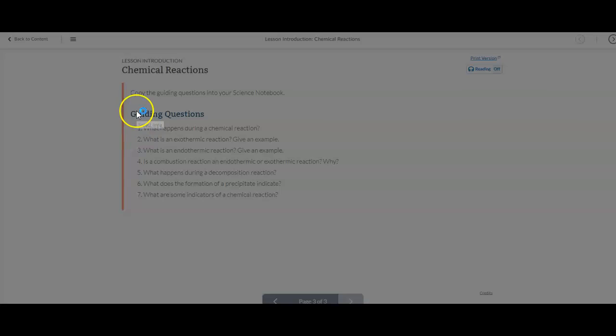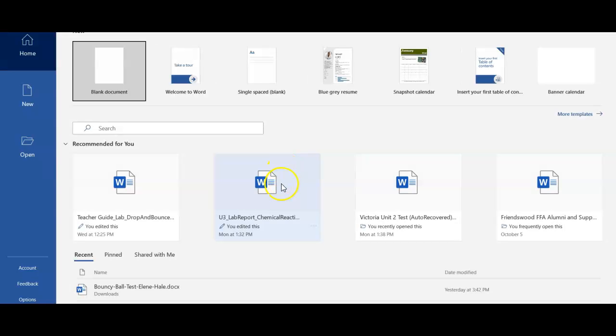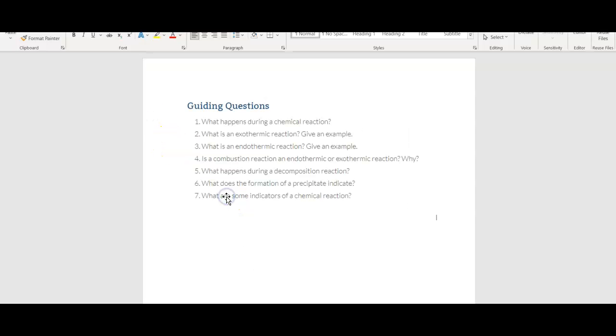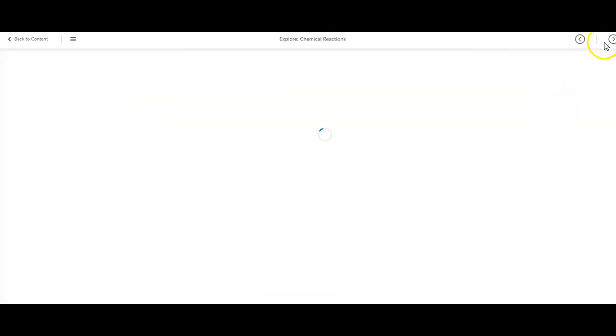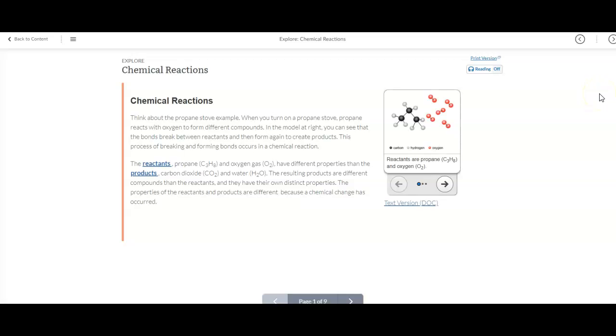Again, I always like to take a screenshot of the guiding questions so that I make sure as we read along, we are finding the answers to those. So these are nothing that need to be Googled or whatever. They're so easy to find. They're right in the reading. So the first thing we need to look for, guiding question 1 says, what happens during a chemical reaction?